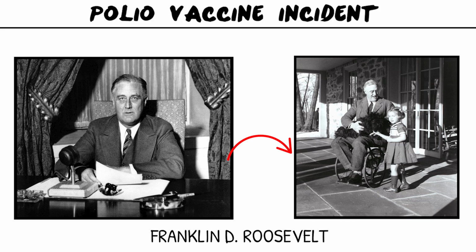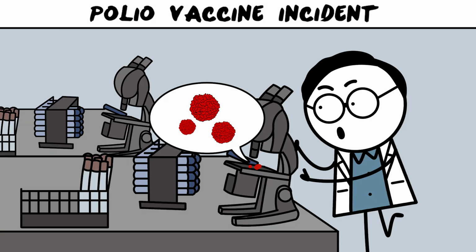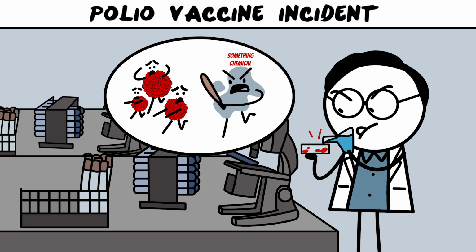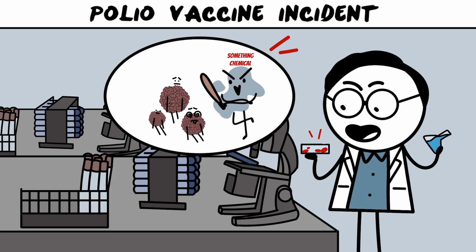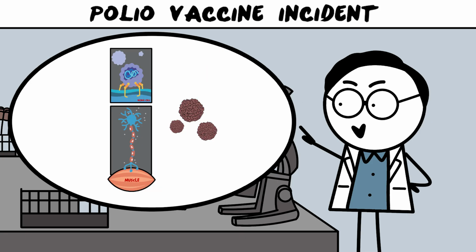During this period, a scientist named Jonas Salk worked for about 7 years on developing a polio vaccine. His method was to take the polio virus and inactivate it using chemicals so that it could no longer cause disease, but would still be able to stimulate the immune system and make the body resistant to the virus.